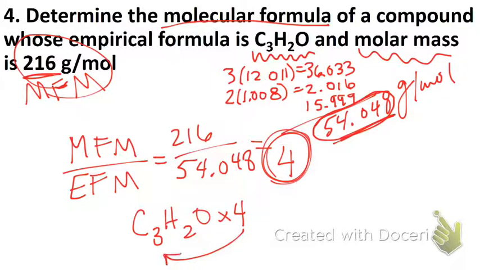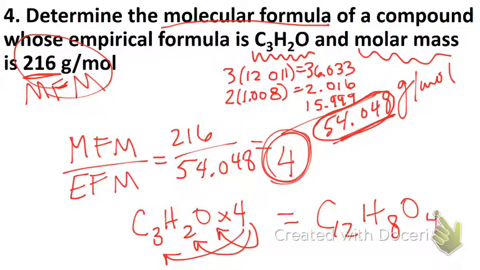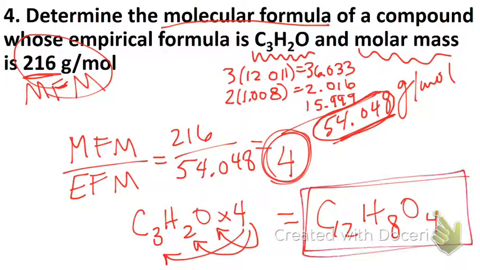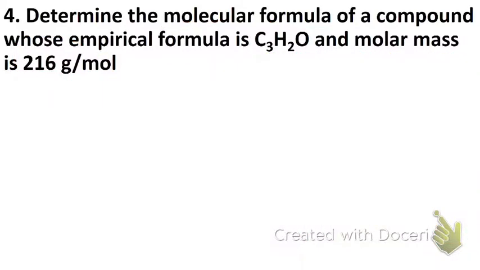So 3 times 4 is 12. 2 times 4 is 8. And that little invisible 1 times 4 is 4. So this is the molecular formula for this compound. That's the way it really exists in nature. So, not too bad. Let's go ahead and look at the next problem.